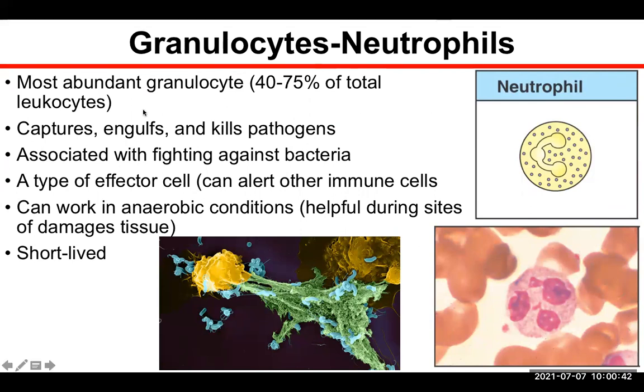The most abundant granulocyte is going to be the neutrophil. Neutrophils make up roughly 40 to 75% of the total leukocytes or white blood cells that are present in your body. What they do is they're most associated with fighting against bacteria. Once they recognize the bacteria, they're able to actually capture them by undergoing phagocytosis, or engulfing or eating the pathogen. They have effector function, meaning that they can alert other immune cells to come and help out with the infection.